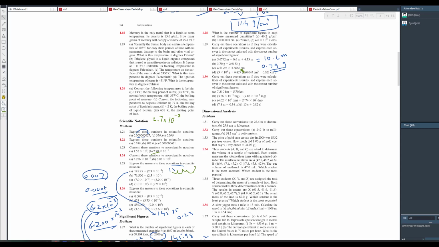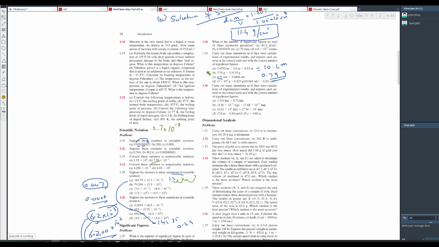Now this one: 4.51 times 3.6666. Good, I'm glad that you mentioned those units, it's important. 4.5 times 3.6. Now my calculator is showing for the C part 16.536366. What would I write? 16.5 centimeters squared. You're right, because I have to retain only 3 significant figures. And because it's a multiplication, centimeter will become centimeter squared.